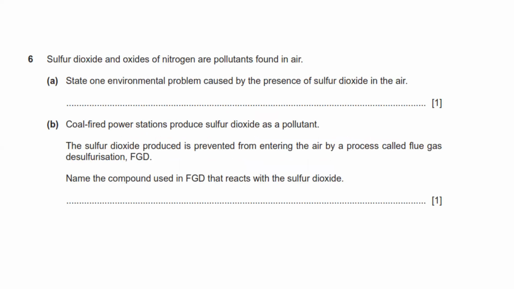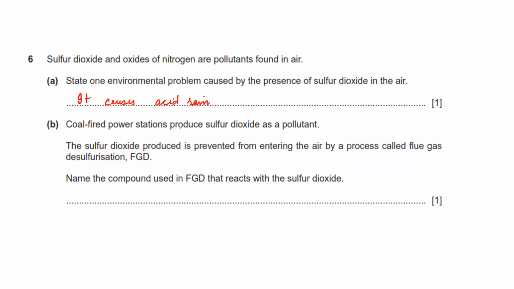It says question 6, sulfur dioxide and oxides of nitrogen are pollutants in air. Part A, state one environmental problem caused by the presence of sulfur dioxide in air. So it causes acid rain. It's simple. It causes acid rain. This is a key problem of sulfur pollutants in air.